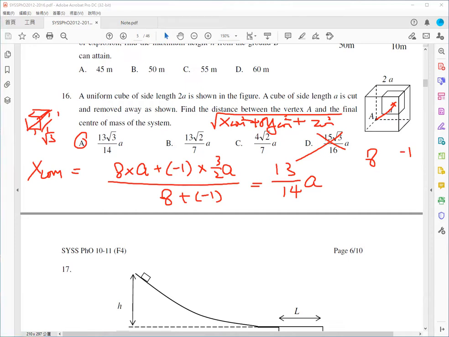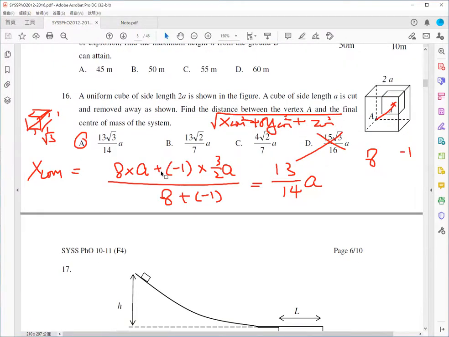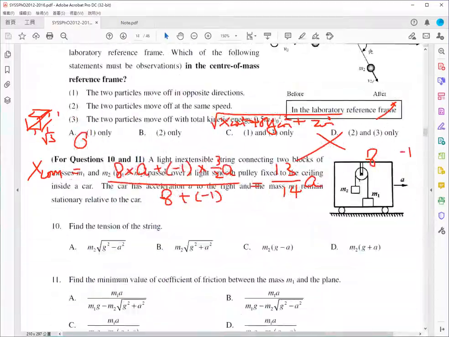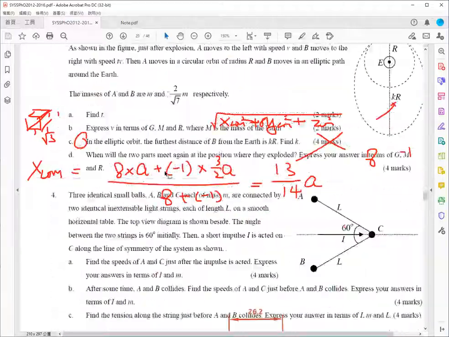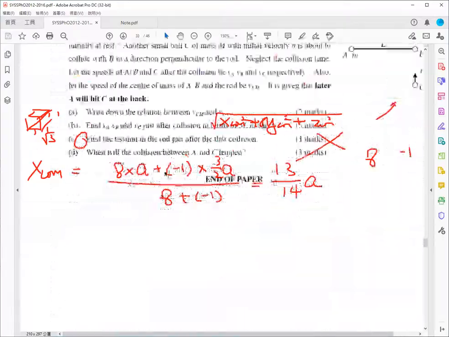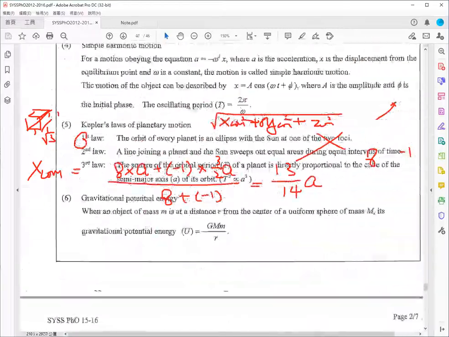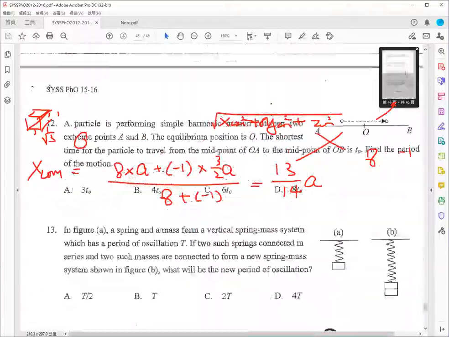Do you still have any question on it? Any question on it? No? Then let's move on. I think there's no other question asking about the center of mass directly. But as I remember there's one more, but I think I can't find it. Yeah, I can't find it.